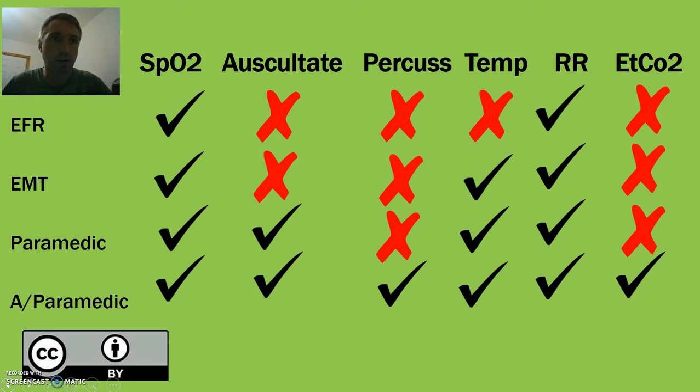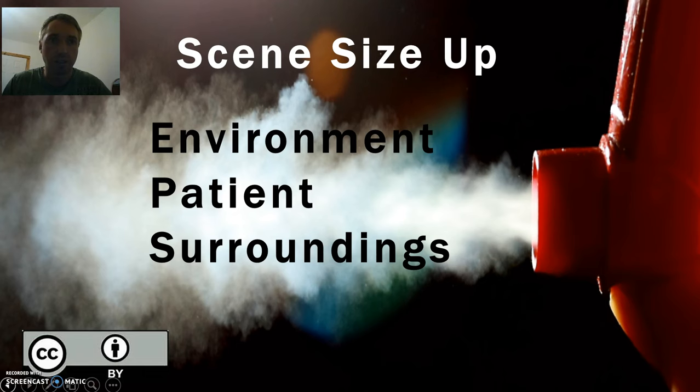Regardless of what level, it doesn't matter. Asking some key questions and getting some key history, you can actually figure out what's going wrong in 90% of these cases. Again, on your initial approach, you do your scene size-up. You're looking at the whole environment. You're looking at the way the patient is presenting and the way they're positioned. You're looking at the surroundings and getting a bigger picture of things.